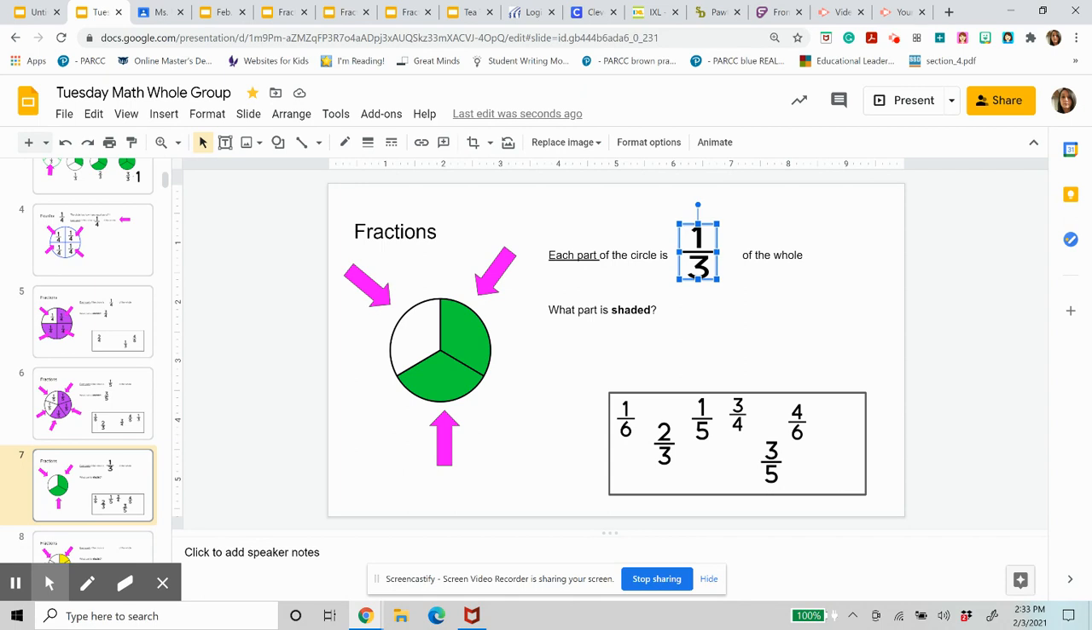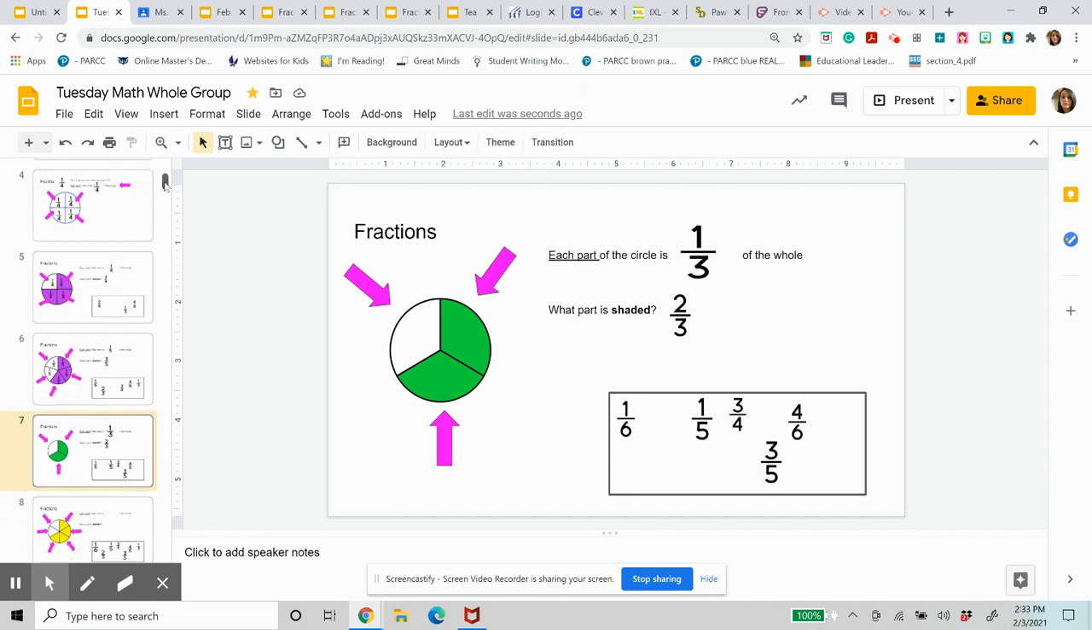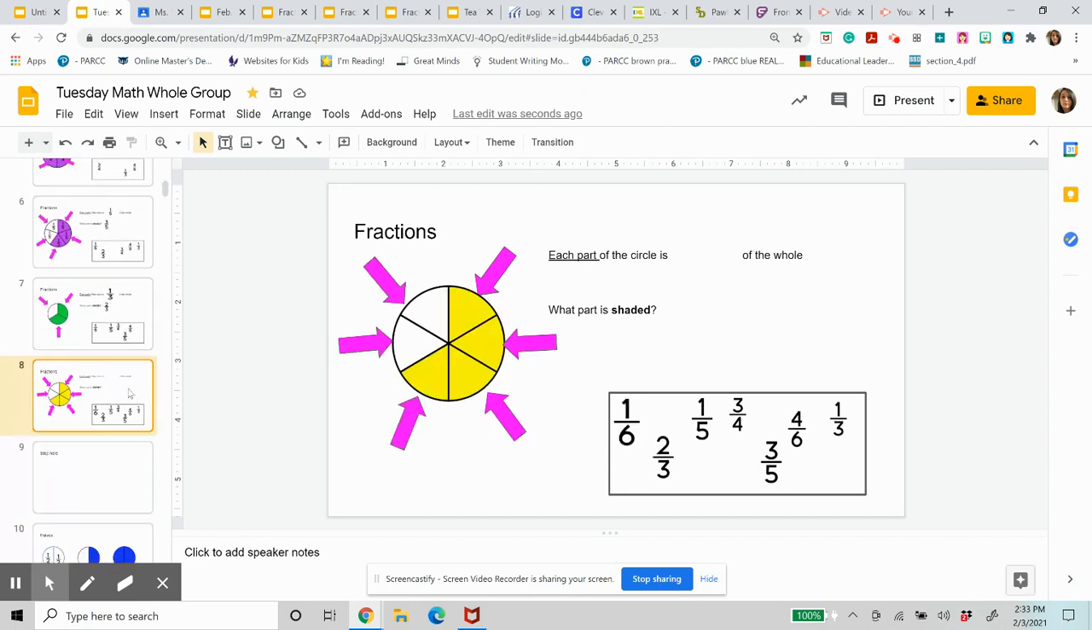Take a minute, have something in your head, and the correct answer is 2/3. Because 2 out of the whole 3 are shaded in, right? 3 is the total amount we have, and they asked what part was shaded, so that's 2. Okay, and let's try this last one.